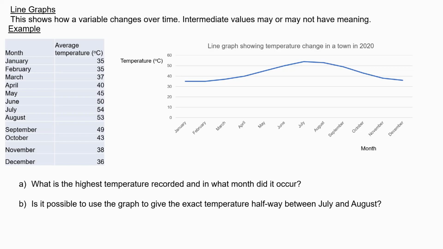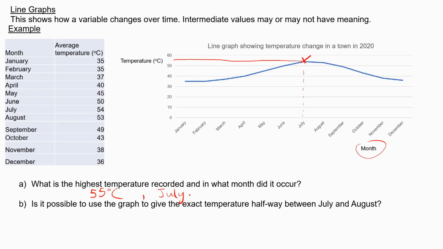For question A, we want to work out what the highest temperature recorded was and in what month it occurred. Well, I can see that the highest temperature occurs here. So if I score across with a straight line, well, ideally a straight line, I can see that that temperature is roughly 55 degrees C. And I can see that that occurs by looking down at the time scale, or the months, during the month of July.